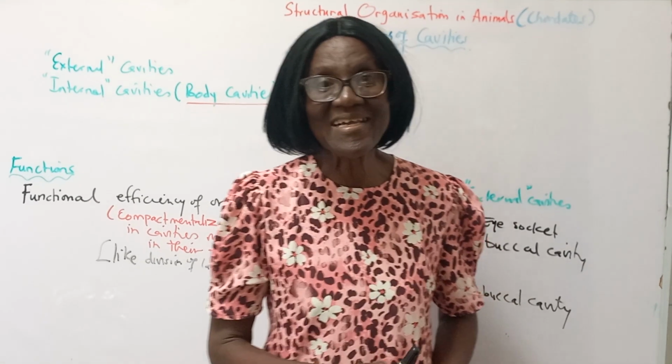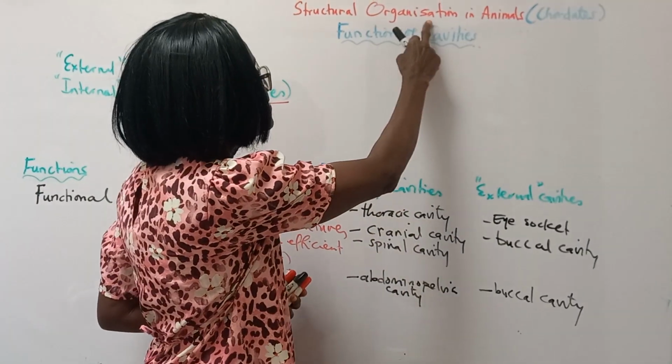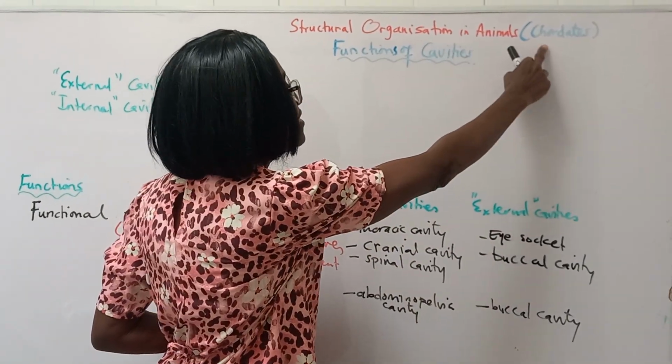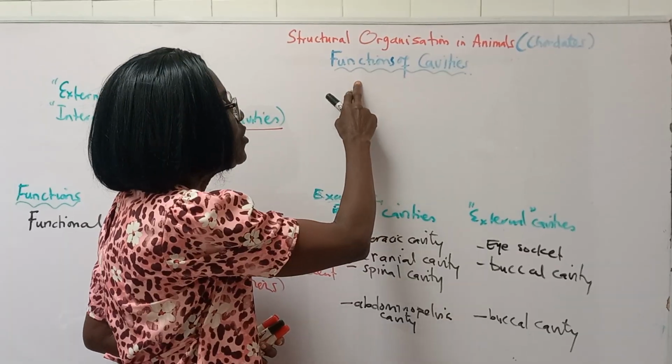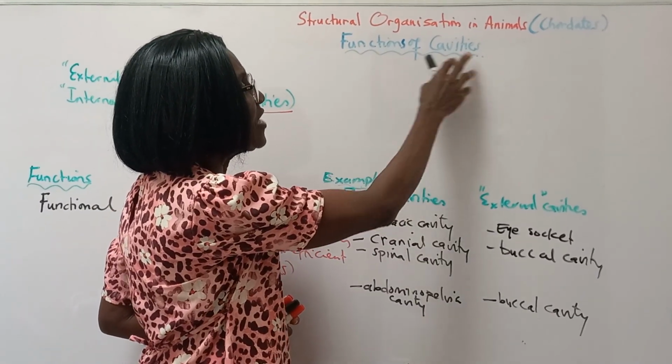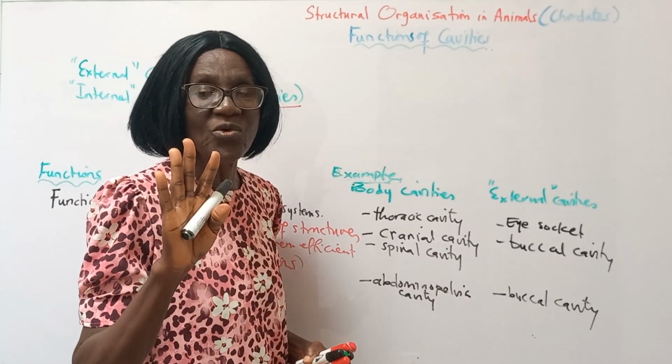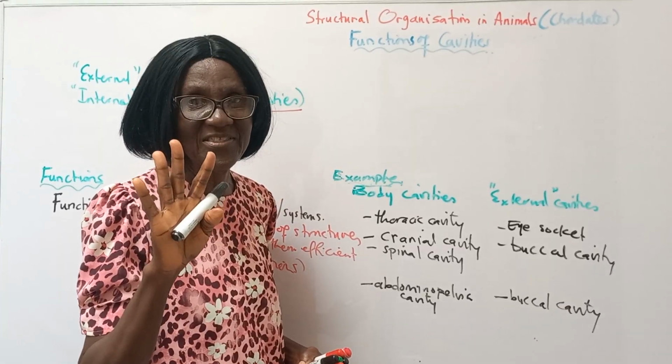We are still discussing structural organization in animals, specifically chordates. In this lesson, we will discuss functions of cavities and we will look at 5 major functions.